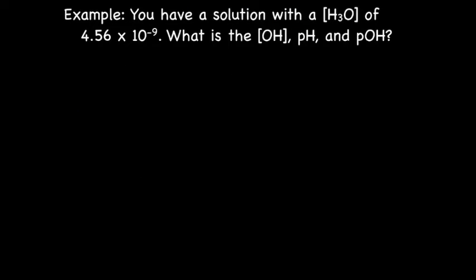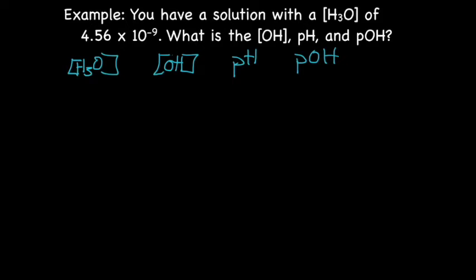Okay, so here's our sample problem. You have a solution with an H3O concentration of 4.56 times 10 to the negative 9th. What are the concentration of OH, and what are the pH and pOH? What I normally do is write a data table. So I'll start with the concentration of H3O. And then I'll have the concentration of OH. And then I'll have the pH, pOH, and the last column, is this thing an acid, a base, or neutral?